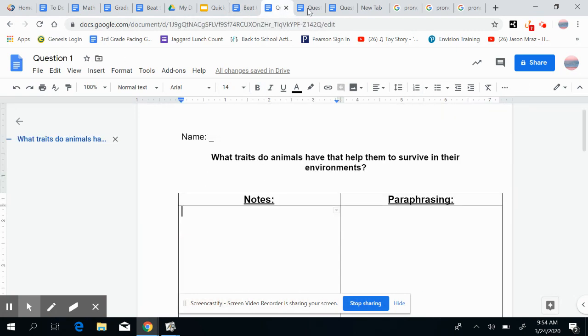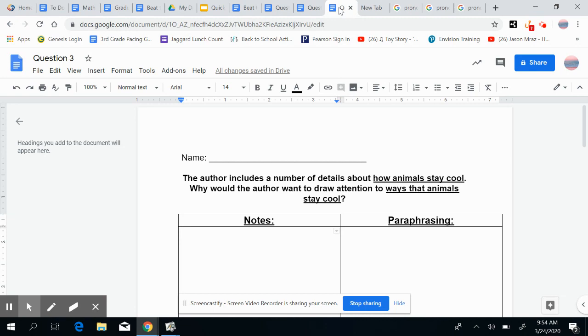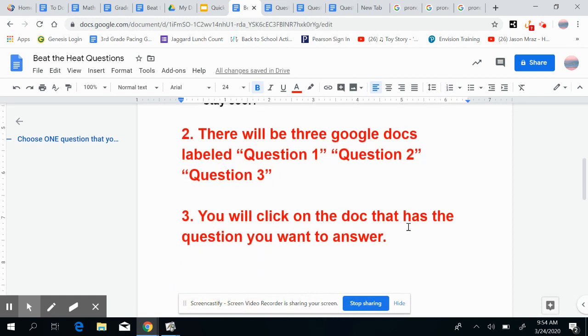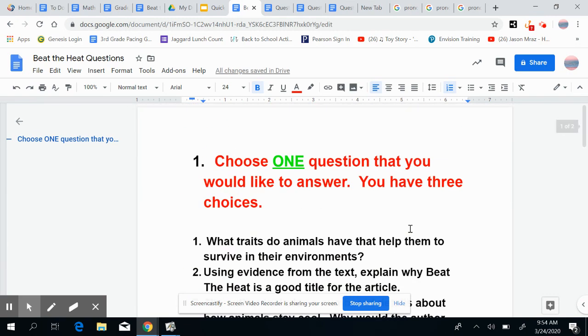Okay, so that was question 1. There's a Google Doc for question 2. It's labeled question 2 if you want that one. Or there's question 3. These will all be attached. Choose the question you want, click that doc, and you'll have your notes that you can use to type. And I wrote that for 3. You will click the doc that has the question you want to answer. You will reread the article 2 more times, and record notes that will help you answer your question. I will also leave this attached in case you forget what to do.